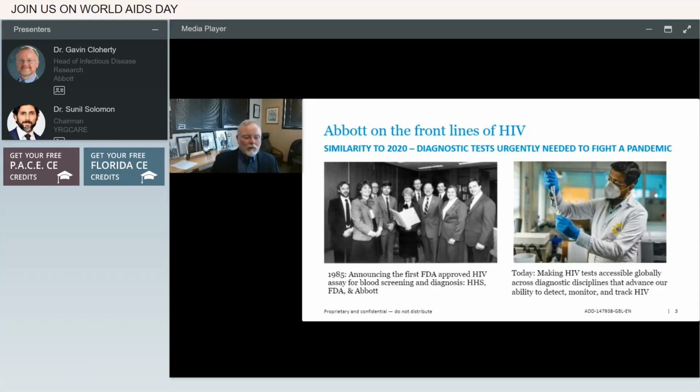In a similar way, in 2020, we had to spring into action to develop many diagnostic tests to fight the SARS-CoV-2 pandemic.